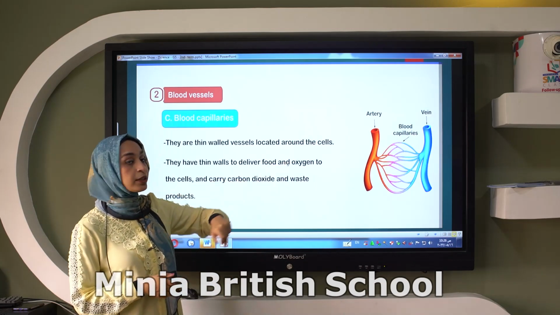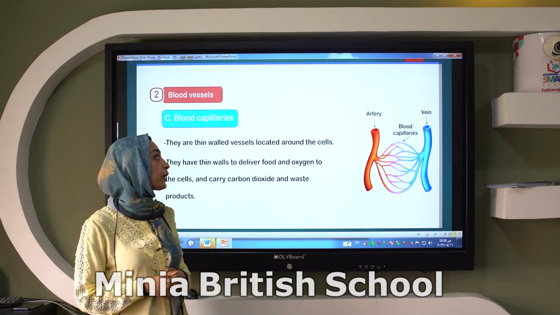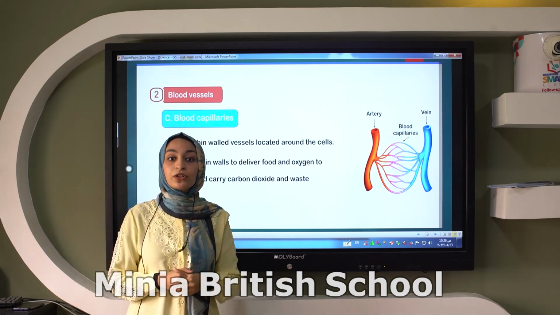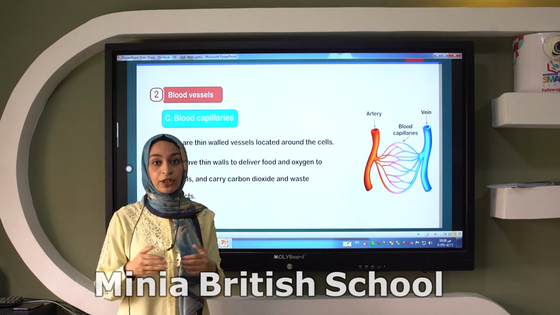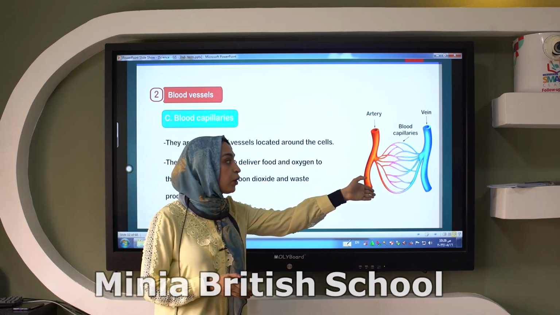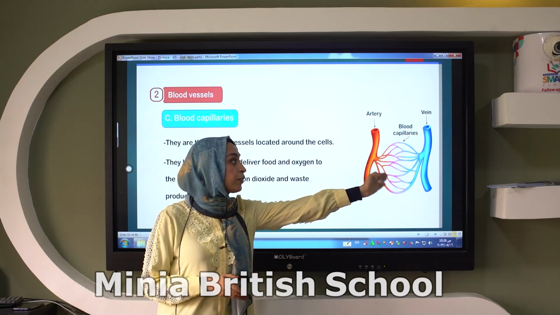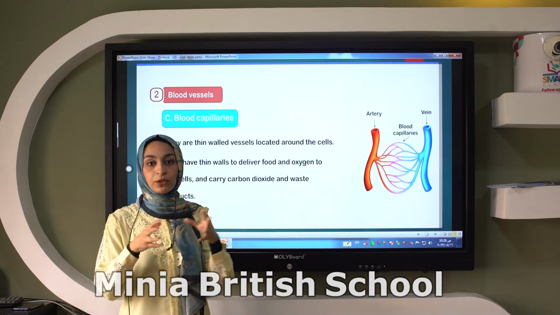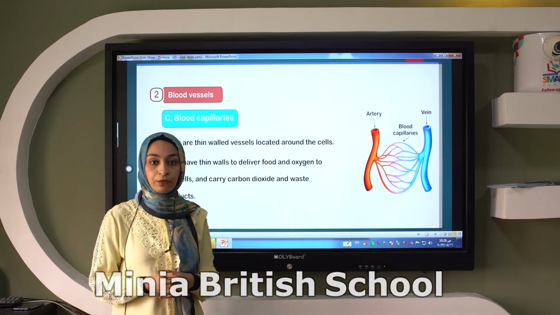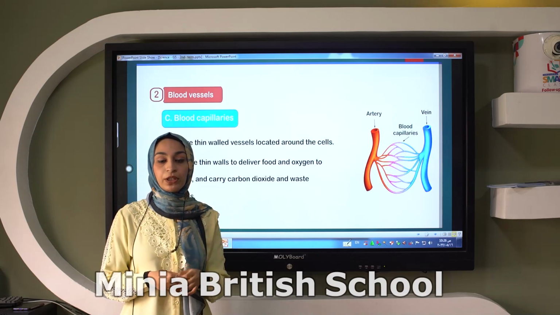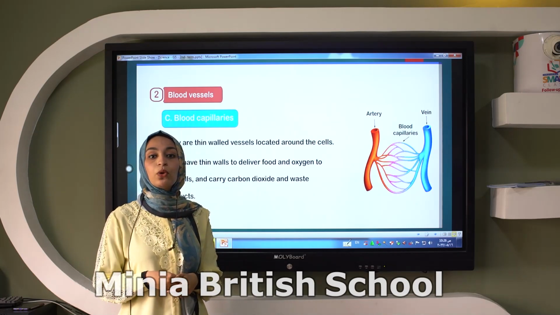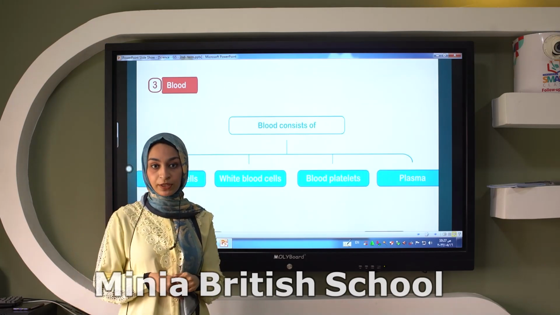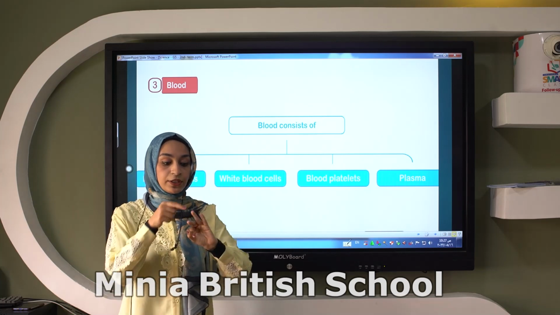What about the last type of blood vessels, which is blood capillaries? Blood capillaries have a very thin wall. They are a tiny network of blood vessels that connect the end of the arteries and the beginning of the veins. They are in the middle, connecting between them, and they also have thin walls to deliver the digested food and oxygen to all the body cells. This is for the blood vessels, which is the second part in the circulatory system.